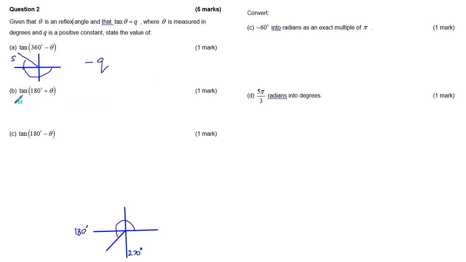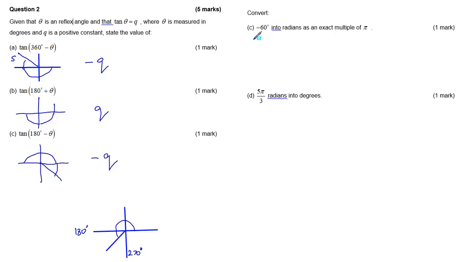Now, tan 180 plus theta. Let's do the same sort of thing. So from here, we're going to have to go through 1, 2 quadrants, and then it's going to be in this quadrant here. So that would be q. Tan 180 minus theta, starting here. So it's going to be down here, and that's going to be negative q.